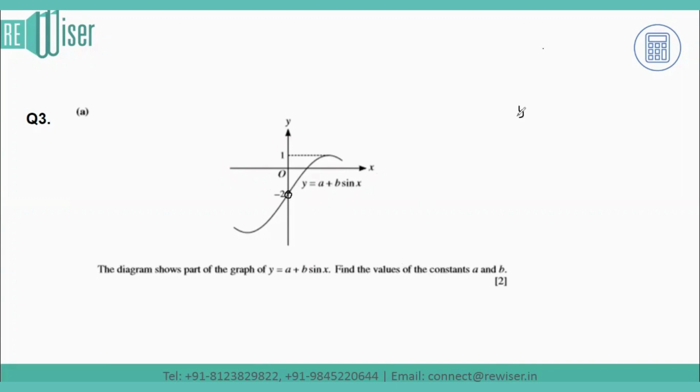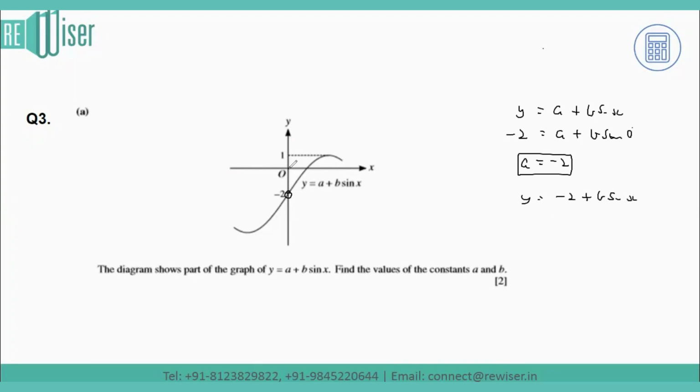So if I'm writing y is equal to a plus b sine x, at this point the value of y is minus 2 and the value of x is 0. So that is a plus b sine of 0 degrees. Sine 0 is 0, so we clearly get the value of a as minus 2. That means my equation now becomes y equals minus 2 plus b sine x. So that's my equation now.